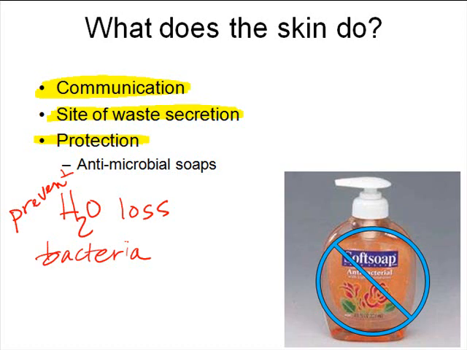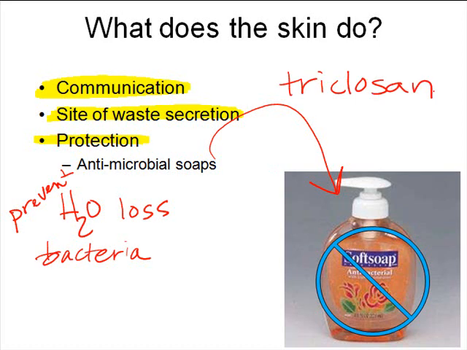Now, one point I want to make here about protection relates to antimicrobial soaps, like the picture here you see of soft soap. And what I want to tell you about this is that if you use antimicrobial soaps, you should stop. Please stop. Because there is a chemical in antimicrobial soaps called triclosan. And triclosan, it turns out, is a great antimicrobial chemical. It's great at killing bacteria.